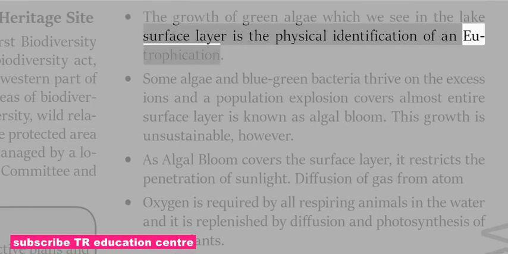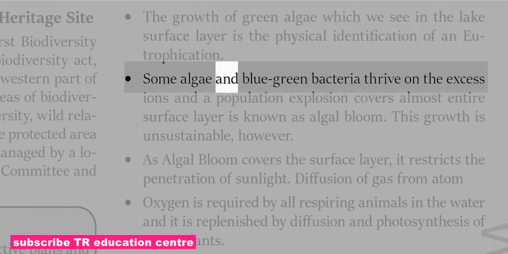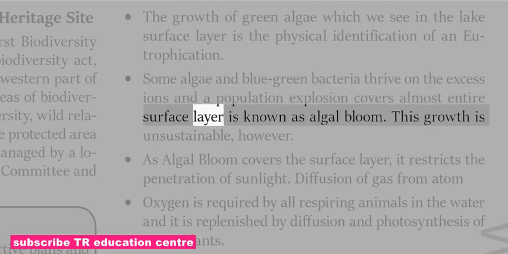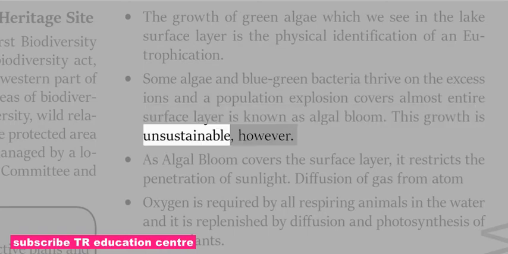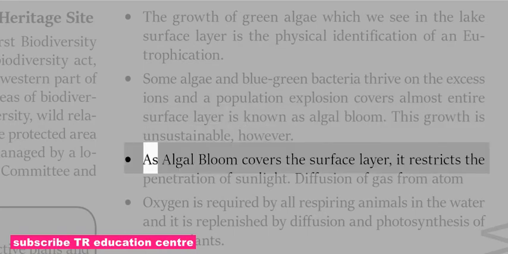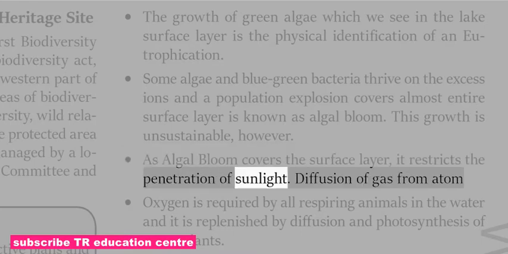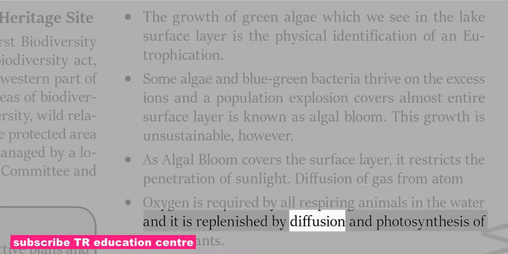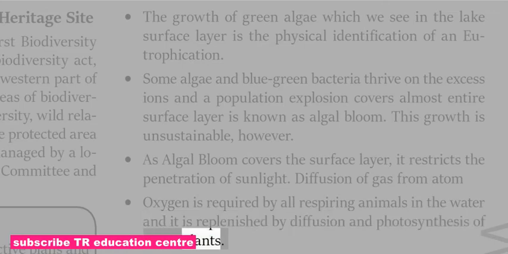an eutrophication. Some algae and blue-green bacteria thrive on the excess ions, and a population explosion covers almost the entire surface layer, known as algal bloom. This growth is unsustainable, however. As algal bloom covers the surface layer, it restricts the penetration of sunlight and diffusion of gas from the atmosphere. Oxygen is required by all respiring animals in the water and it is replenished by diffusion and photosynthesis of green plants.